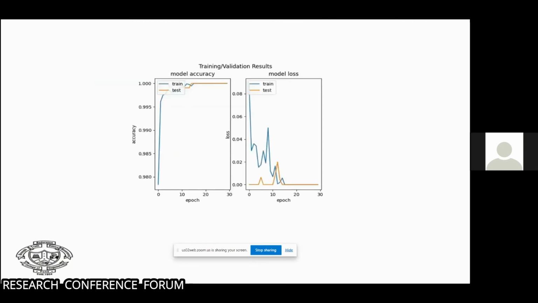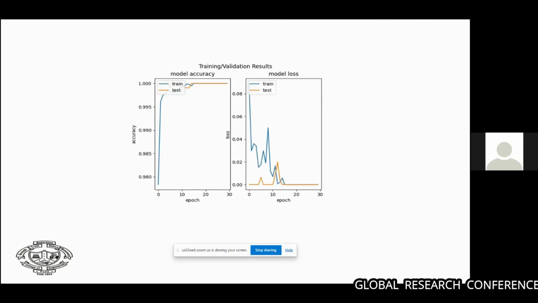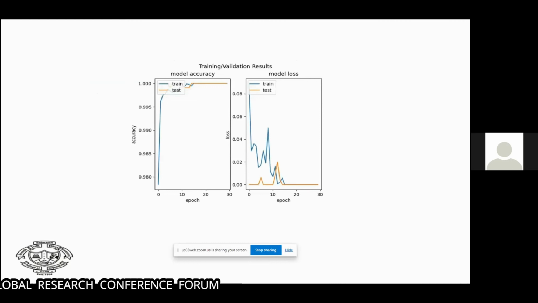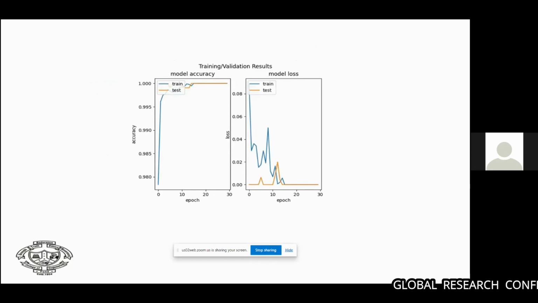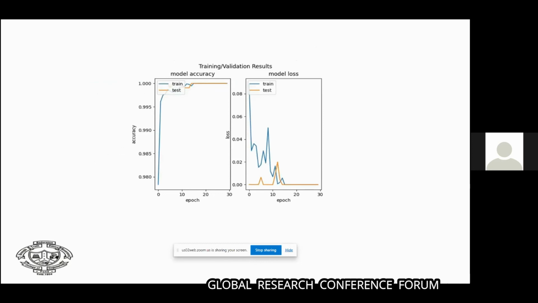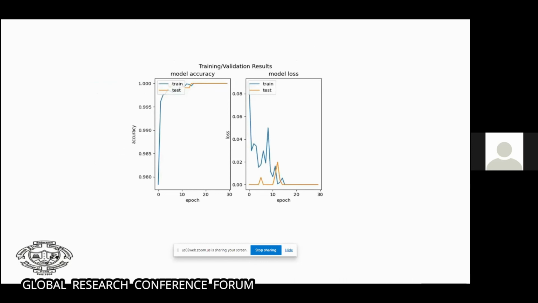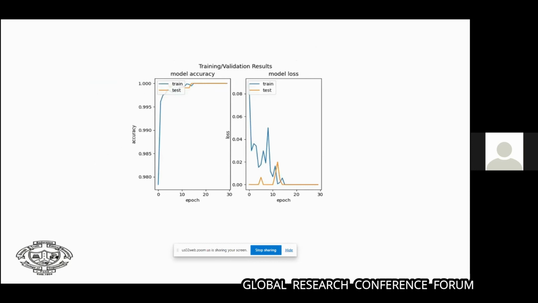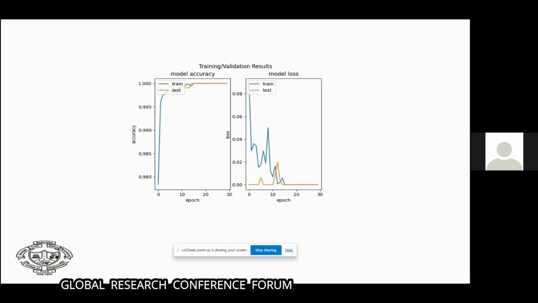After that, as you can see, there are model accuracy and model loss. I was able to predict and accurately tell what kind of network traffic there is, whether it is malware or normal data, at the end of my research.